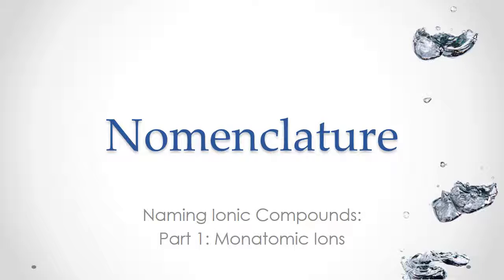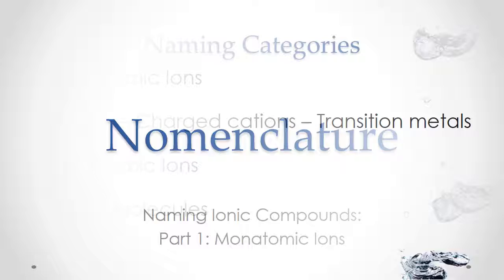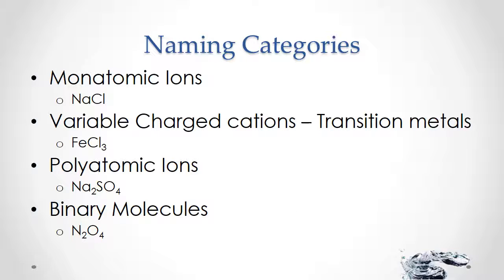Now we're going to begin our journey into nomenclature. We can break nomenclature down into four parts. Monatomic ions, which are things like sodium chloride. Variable charge cations, which include all the transition metals. As an example, iron 3 chloride.